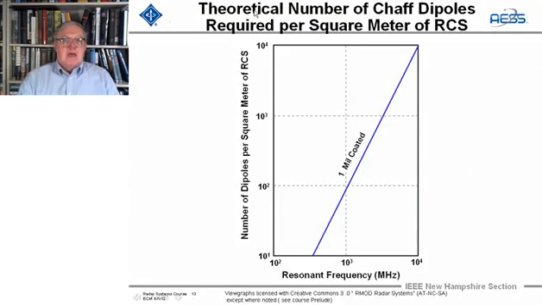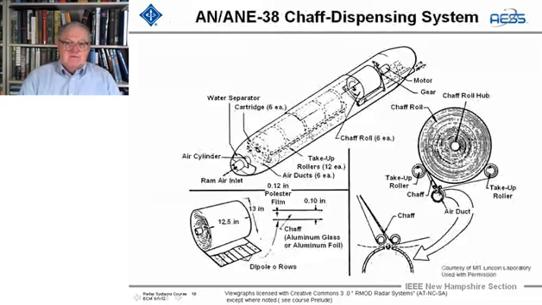Okay. And the theoretical number of chaff dipoles required per square meter of RCS is given by this number, and it's 1 mil coated chaff.